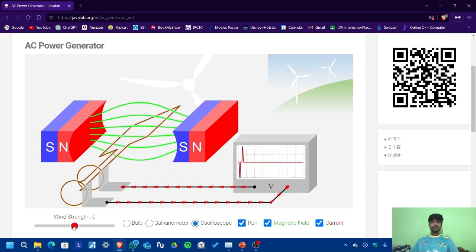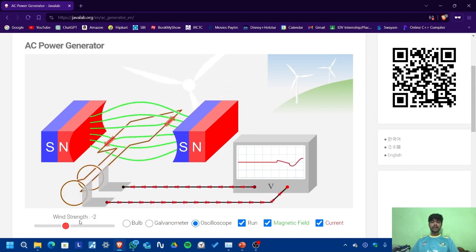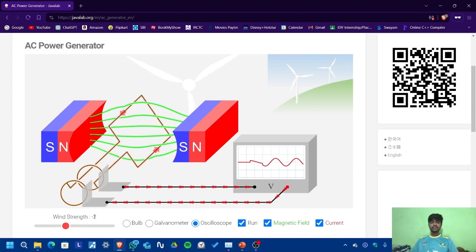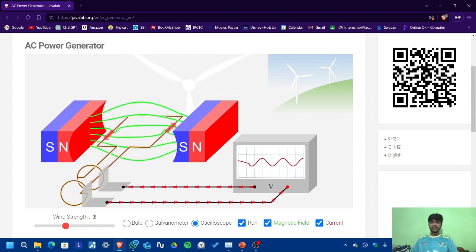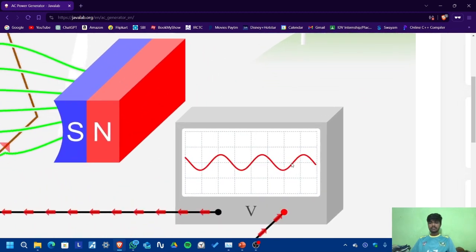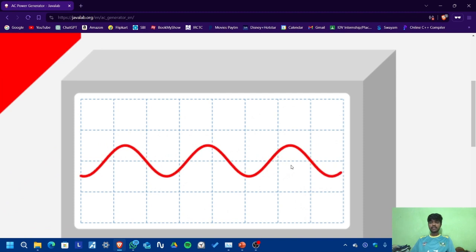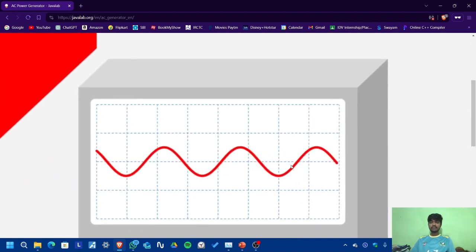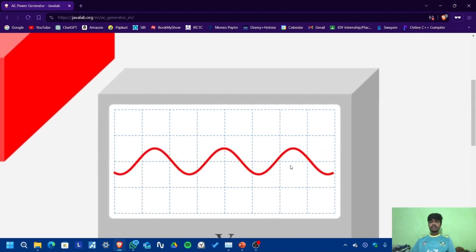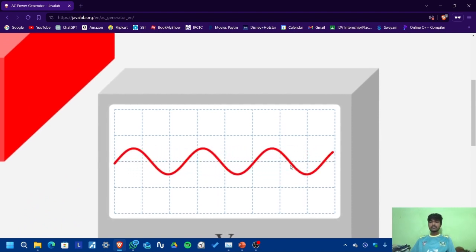Now the speed is 2, minus 2, where minus represents that it is rotating in an anti-clockwise direction. You can observe there is a generation of the sine wave. Whenever the conductor cuts the magnetic field lines, it leads to generation of the AC current, which is represented in the form of a sinusoidal waveform.